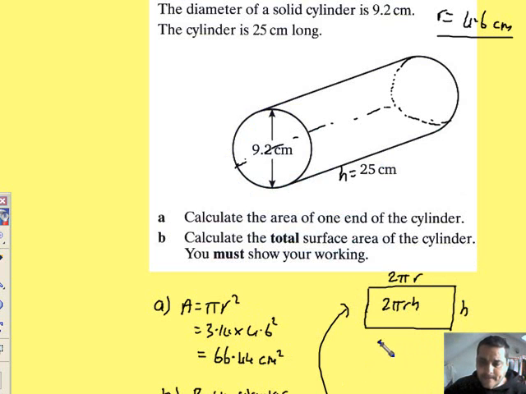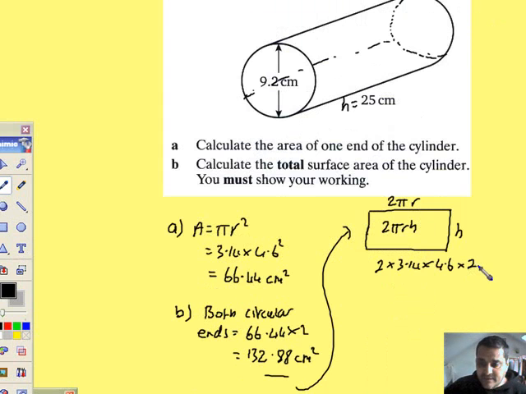So let's work this part out. 2 times 3.14 times the radius, which is 4.6, and the height of this cylinder, of course lying down inside, is still 25. Alright, so that comes to 2 times 3.14 times 4.6, the radius, times 25 for the height, is 722.2 centimeters squared.